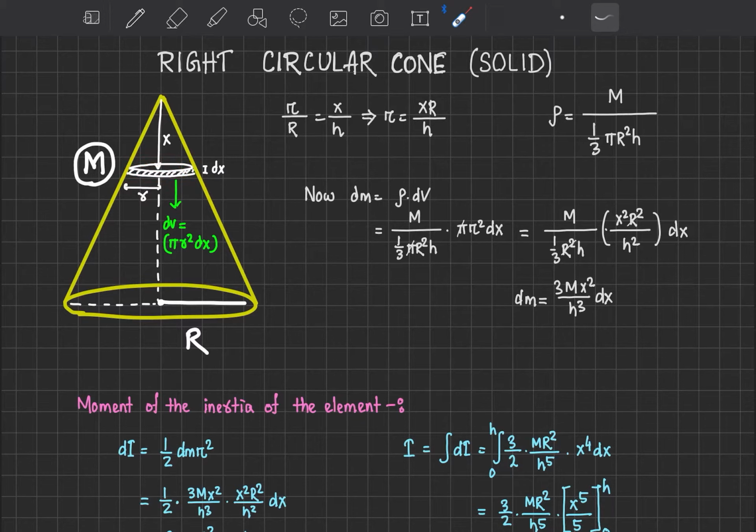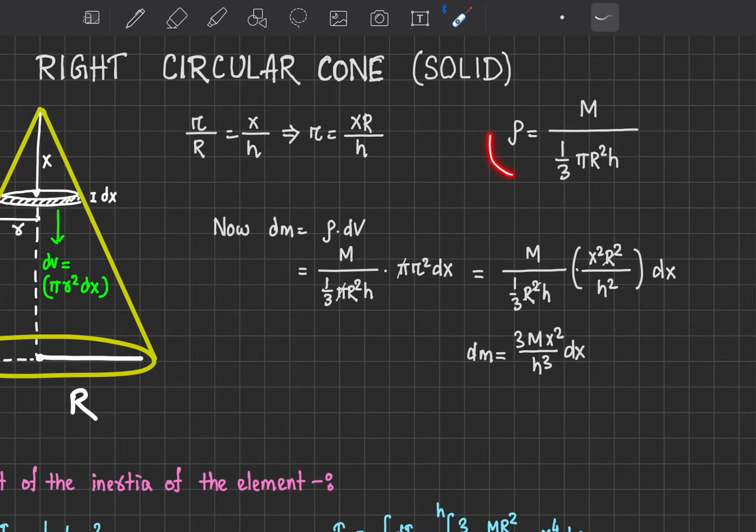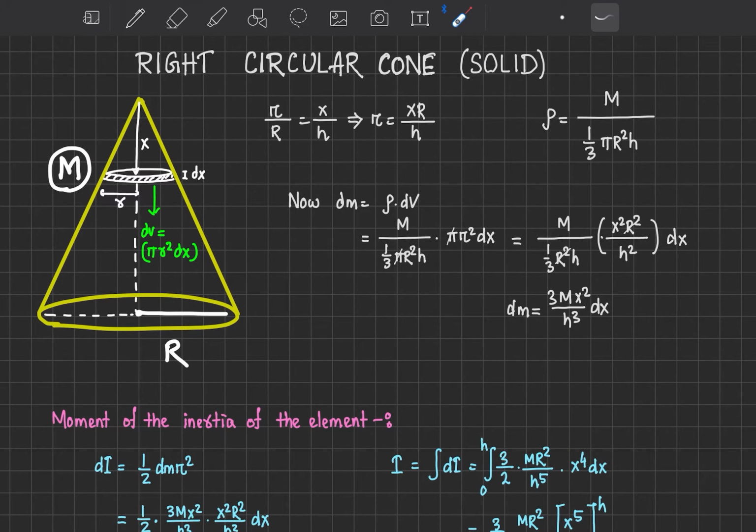Now let's find out what dm is. To find dm we write rho into the volume of this element, which is dv. The rho value we have already calculated. Now we calculate dv. The thickness is dx and the radius is r, so the volume will be pi r square into dx.